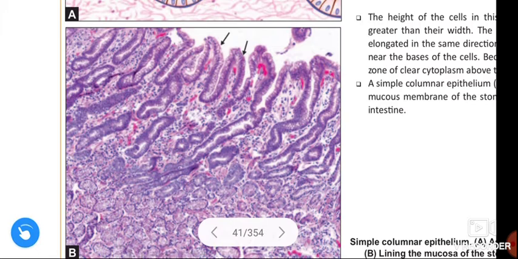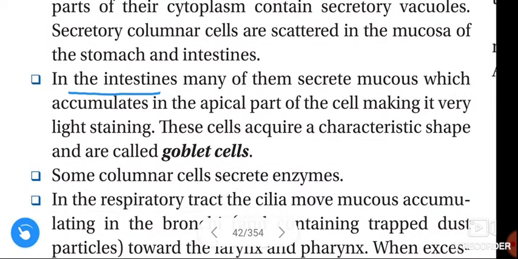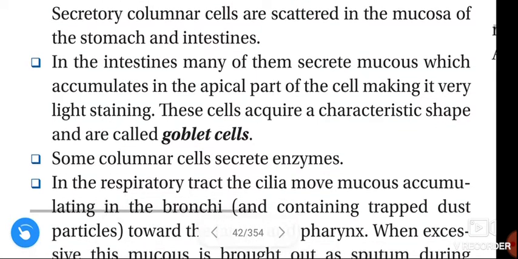Next, functions of the columnar epithelium. Some columnar cells have the secretory function. The apical part of the cytoplasm contains secretory vacuoles. Secretory columnar cells are scattered in the mucosa of the stomach and intestines. In the intestines, many of them secrete mucus, which accumulates in the apical part of the cell, making it very light staining. These cells acquire a characteristic shape and are called goblet cells.